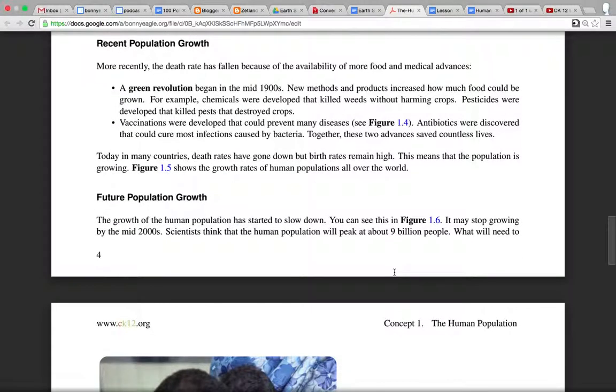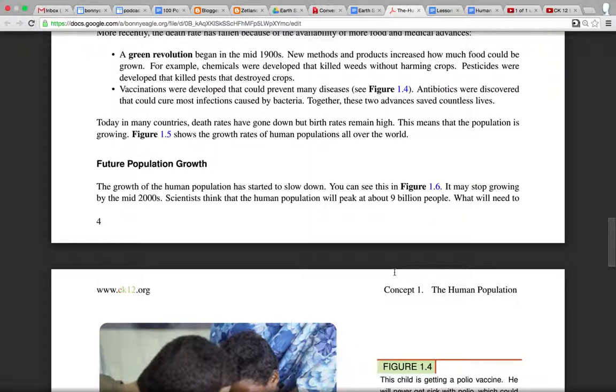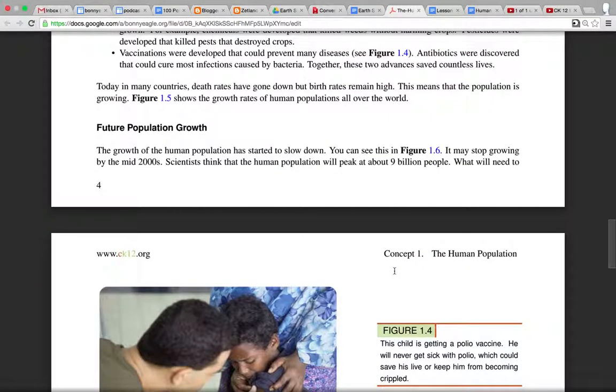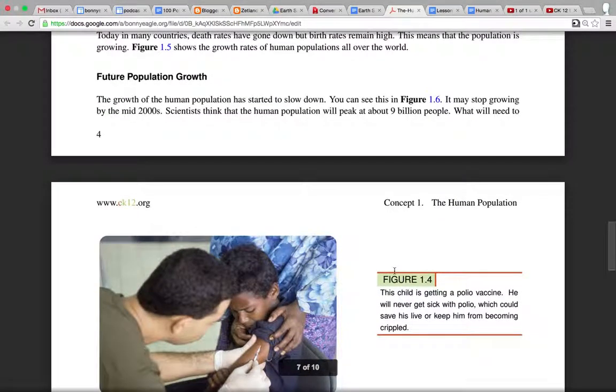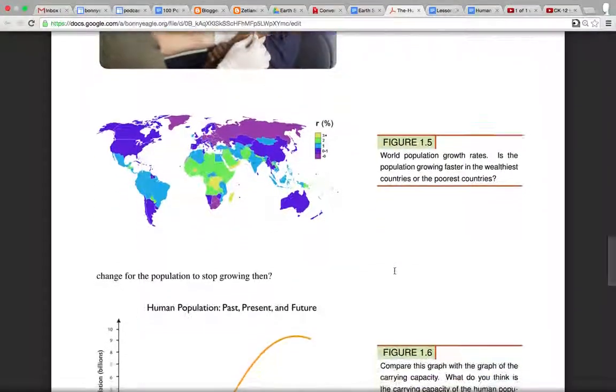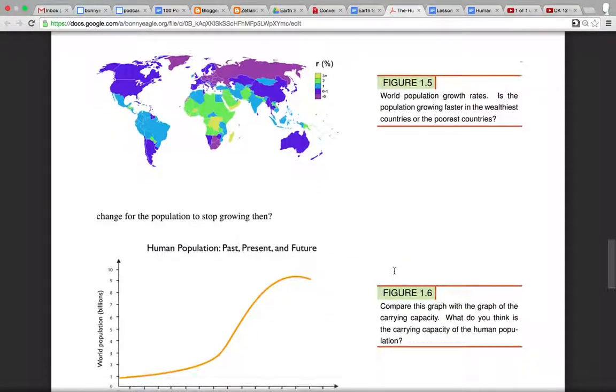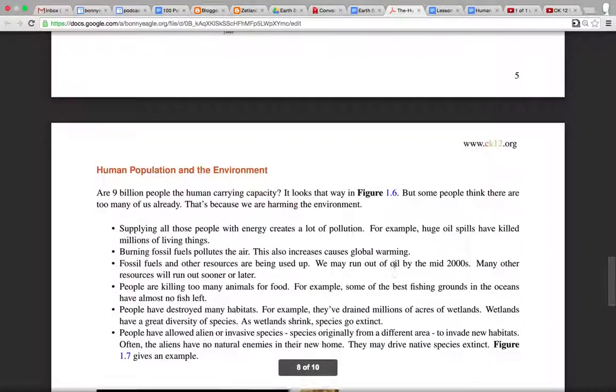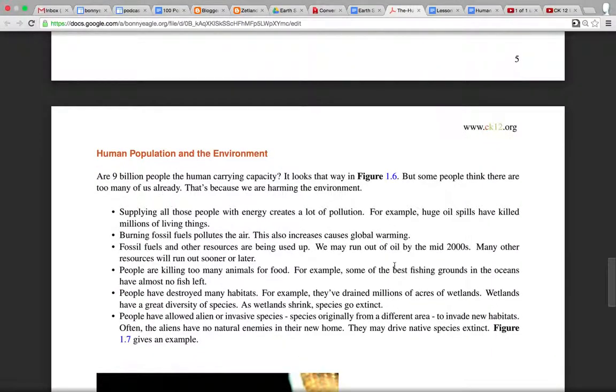Future population growth. The growth of human populations is starting to slow down. You can see this in figure 1.6. It may stop growing by the mid-2000s. Scientists think that the human population will peak at about 9 billion people. What will need to change for the population to stop growing? After 9 billion people is carrying capacity.